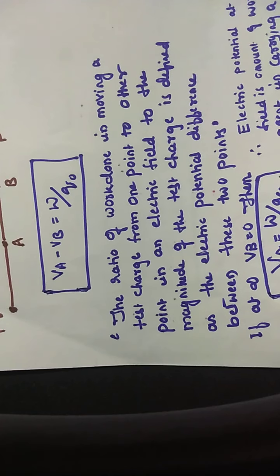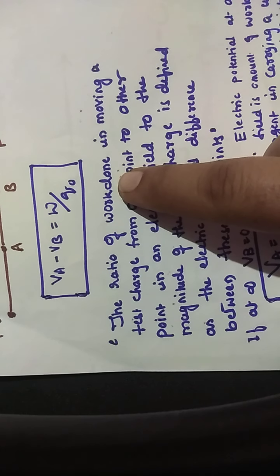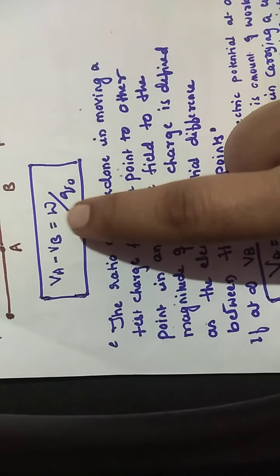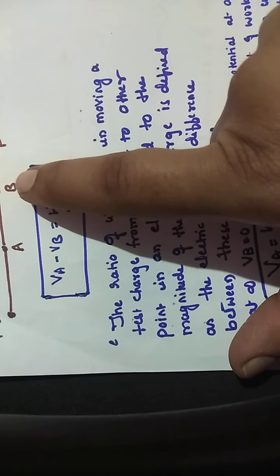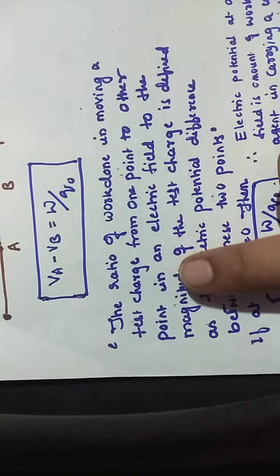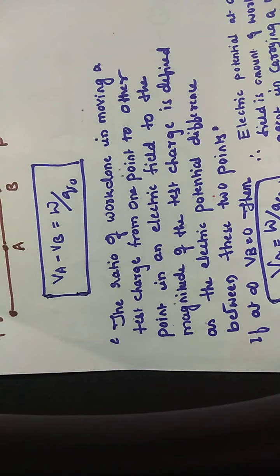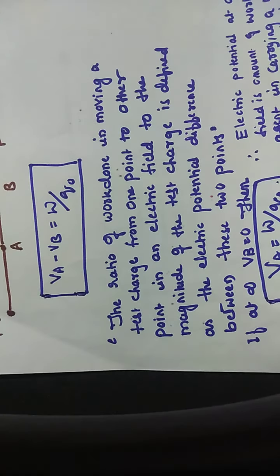Now how to define electric potential difference between any two points in an electric field? It is the ratio of work done in moving the test charge from one point to another point in an electric field to the magnitude of the test charge. It is expressed as VA minus VB is equal to W by Q naught.